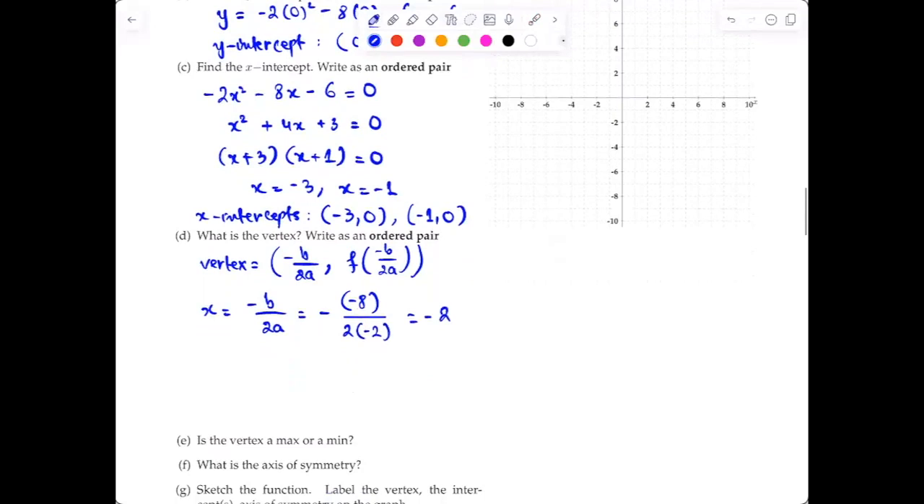Now for the y value, you substitute x back into the original function. So you get negative 2 times negative 2 squared minus 8 times negative 2 minus 6. What is y equal to? Should be a very nice number.